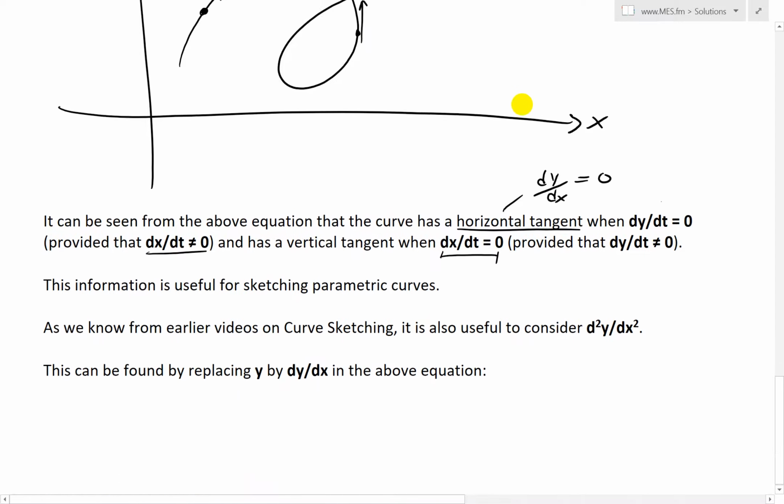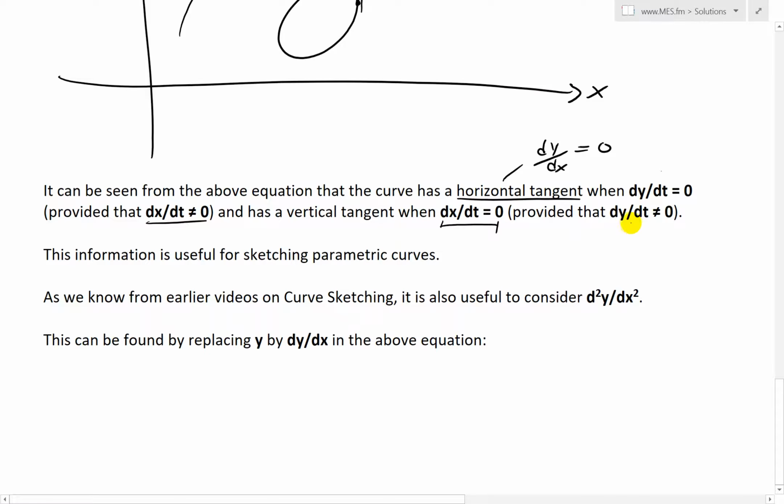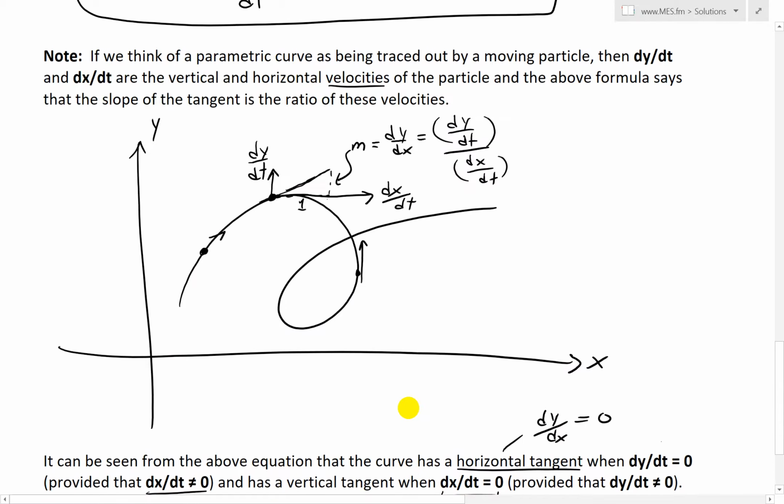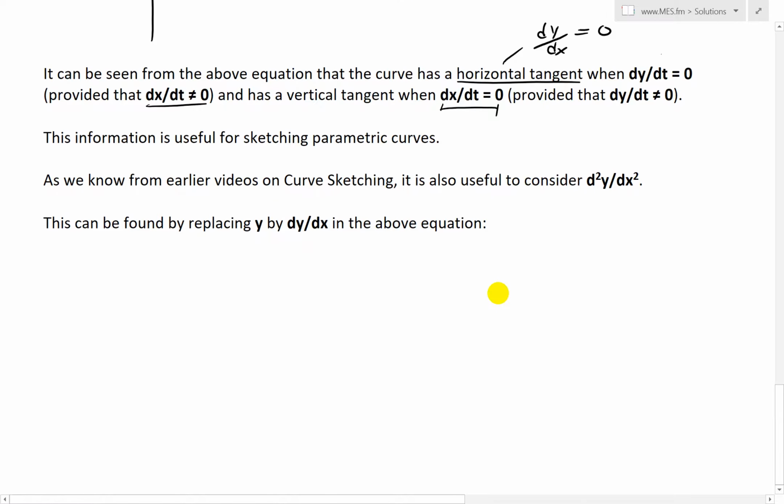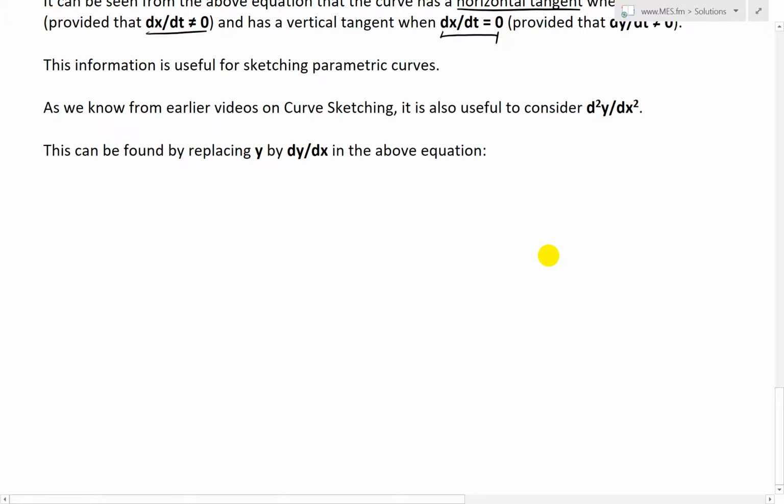So that's going vertical up like that, again, provided that dy over dt is not 0, so you don't have a 0 over 0 scenario. This information is useful for sketching parametric curves, as I'll go over in some examples in later videos, so stay tuned for that.